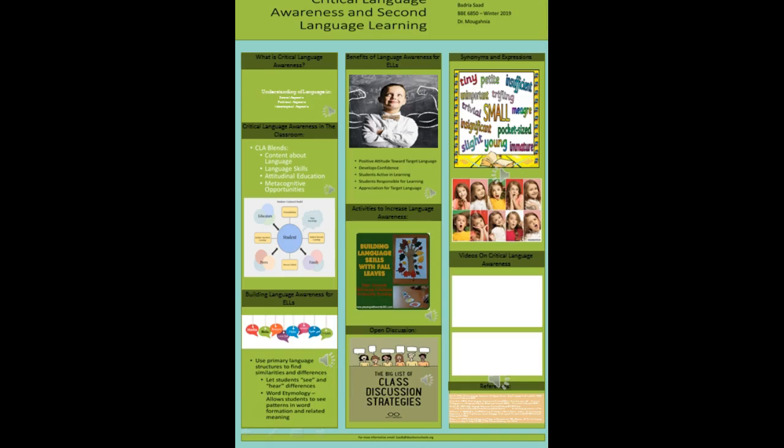Students can learn a second language through the examination of their primary language. An example of this would be word order being compared using visual cues so students can see and hear differences, and word etymology or roots of words can be used to see patterns in the formation and related meaning.